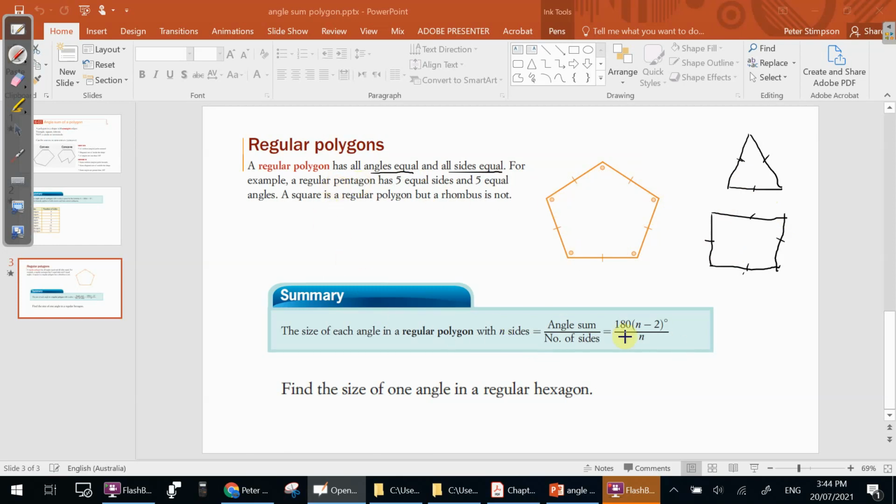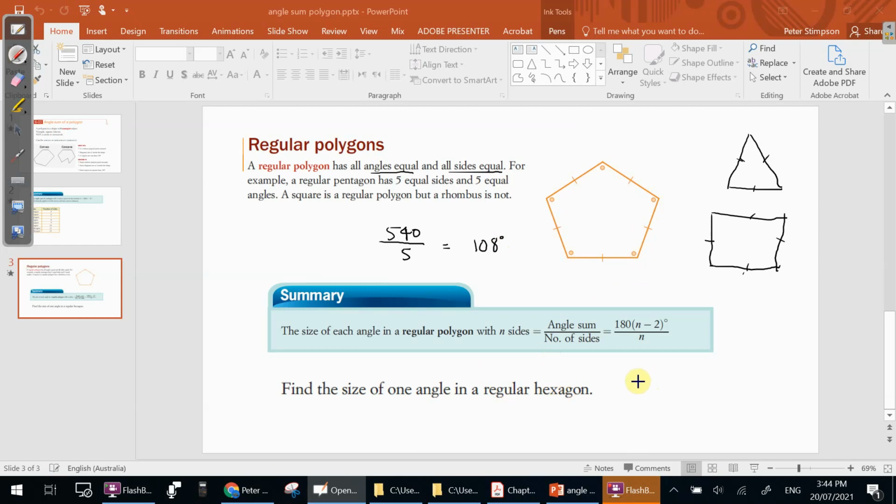Now, this here is a little bit confusing, so let's just use the pentagon as an example. The size of the angle in a pentagon, that would be the angle sum, which I think was 540. So the angle sum of a pentagon is 540. Number of sides is 5. That equals 108. So each one of these 5 angles is 108 degrees each.